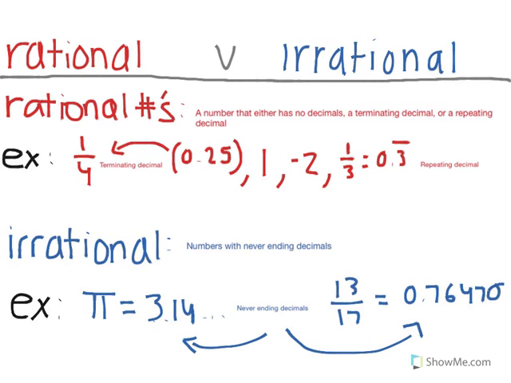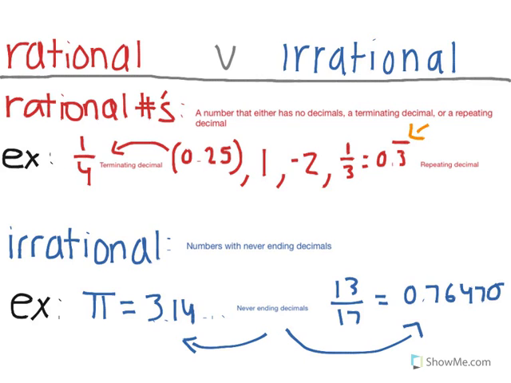Rational numbers are numbers that have either no decimals, a terminating decimal, or a repeating decimal. My examples include 1/4, which is a terminating decimal, because if you divide 1 by 4, you get 0.25, that ends. Terminating decimal just means it ends. 1, which has no decimals. -2, which is an integer that has no decimals. 1/3 is a repeating decimal, because it's 0.33333, and that's what this line above the 3 indicates. That means it just repeats forever. So that makes it rational.